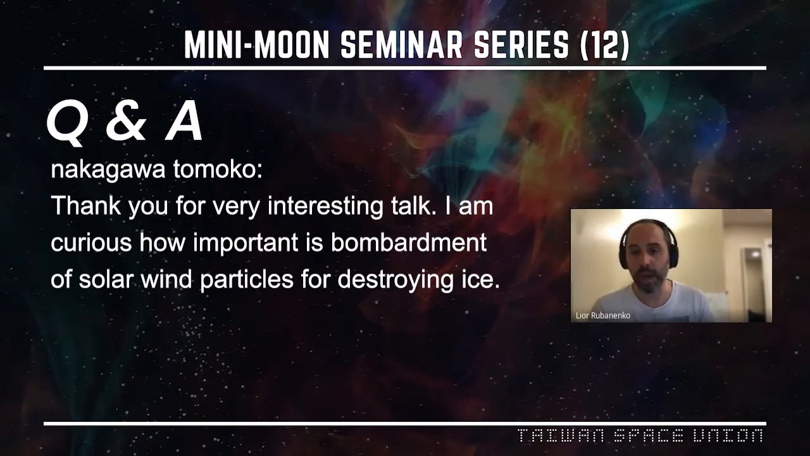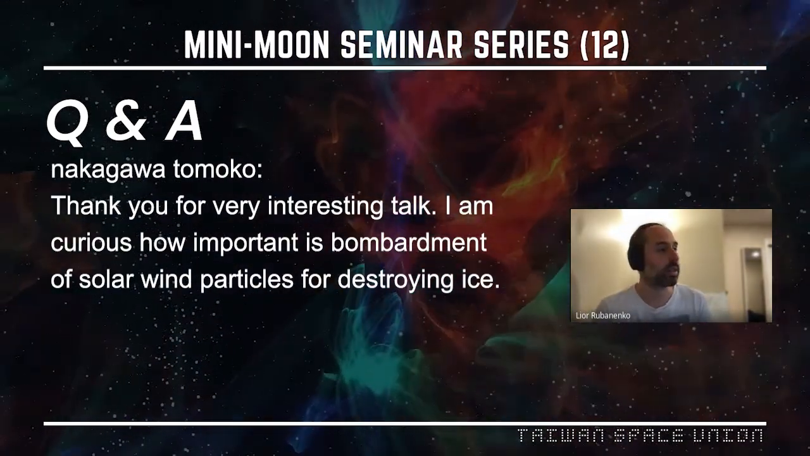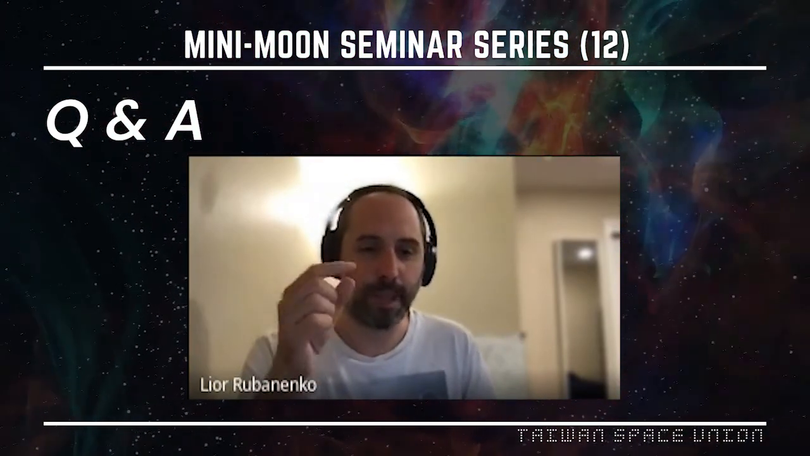Professor Nakagawa has a question for you. Can you read it? Yes, I'm curious how important is bombardment of solar wind particles for destroying ice? That's another really excellent question. And this balance between solar wind destroying and actually causing accumulation of ice has been well studied in the past 2 decades. It's interesting because solar wind can indeed destroy ice, like you said, but it can also cause the accumulation of ice. The reason is those free H ions can attach to minerals on the surface of the moon and turn into something that looks like water. So solar wind can both destroy and encourage the accumulation of water near the poles of the moon.